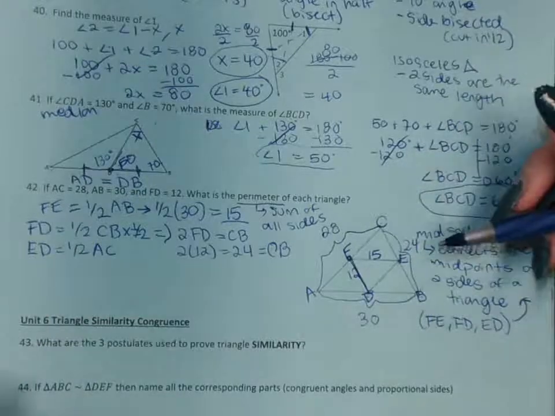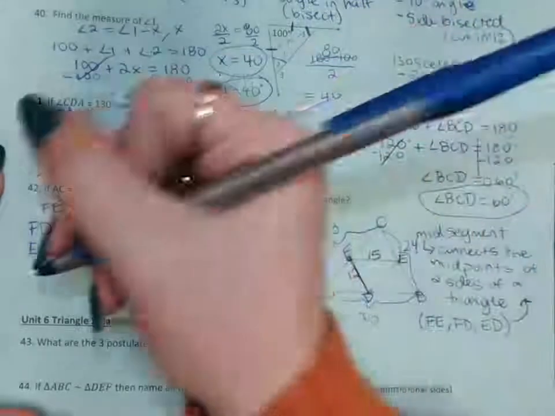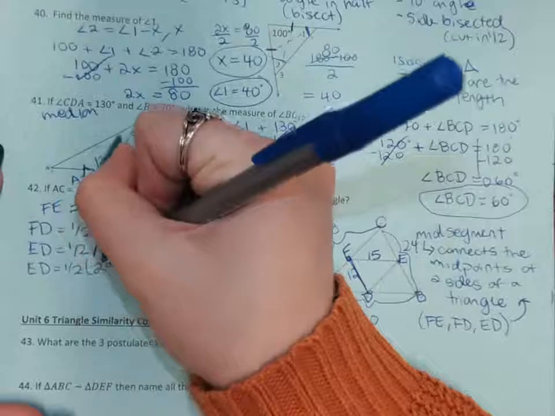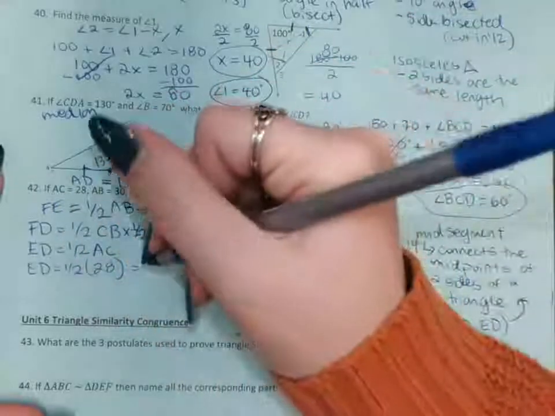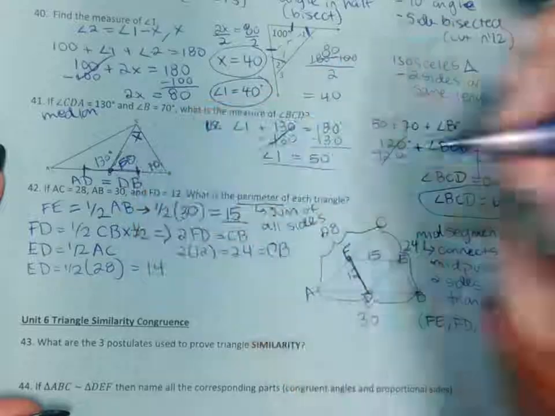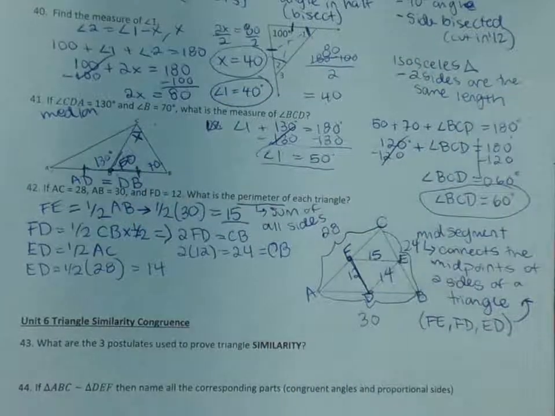Okay, and then my last one, ED is 1/2 of AC. So AC is 28. So ED equals 1/2 times 28. And that is going to equal 14. So ED is 14. Okay, so now I have all their side lengths. Now I can solve for the perimeter. So all I'm going to do is add all the sides together.